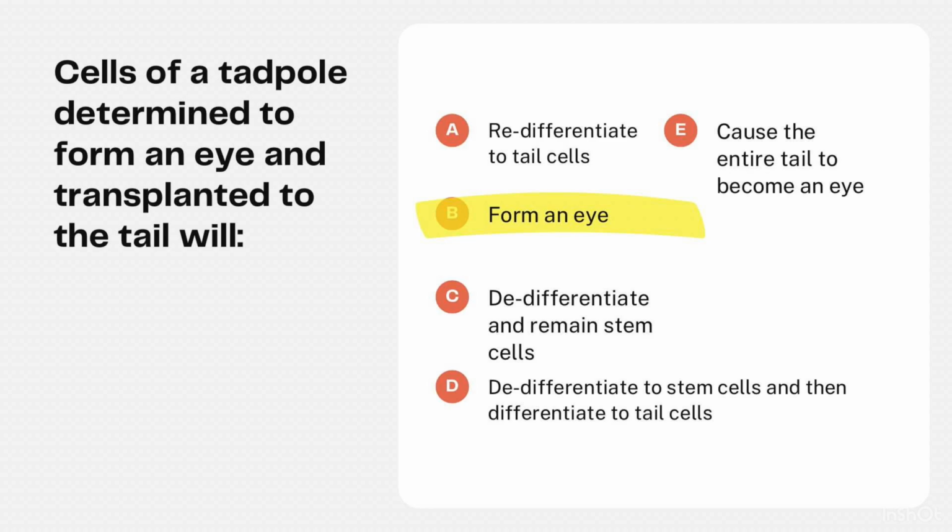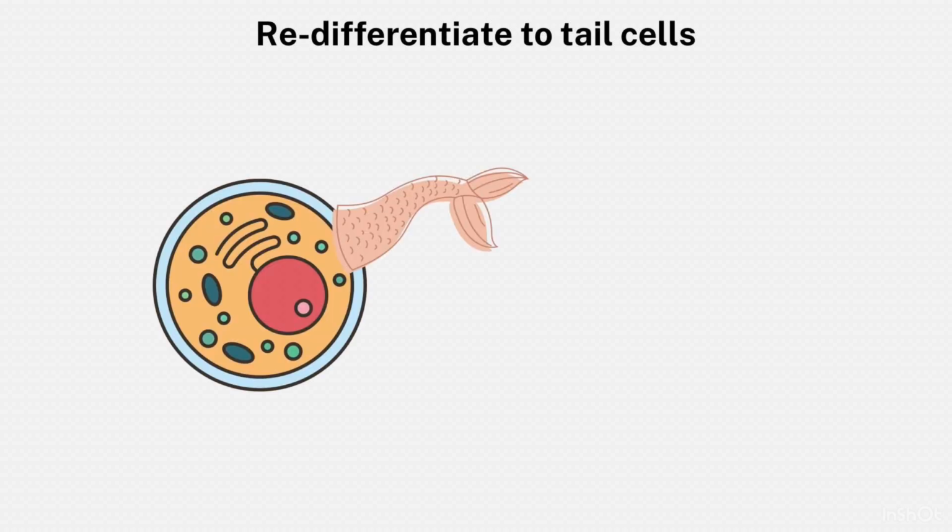Let's look at A, redifferentiate to tail cells. This is incorrect because, as I mentioned before, with the transdetermination phenomenon, cells that were determined to form an eye can retain their ability to form an eye even after being transplanted to the tail. If they redifferentiated, they would become tail cells, but in this case, they're able to form an eye. So that's why A is wrong.